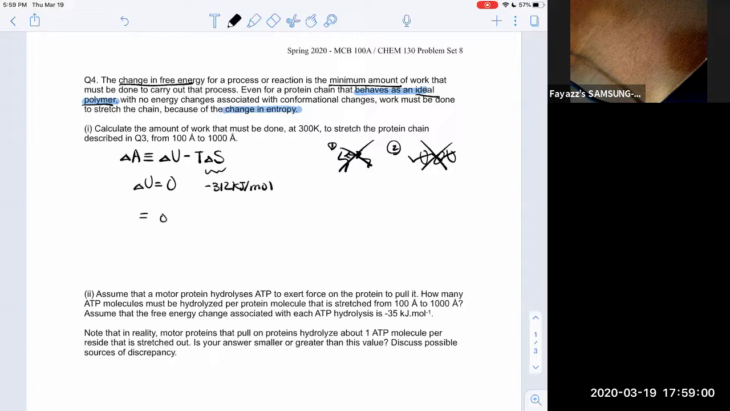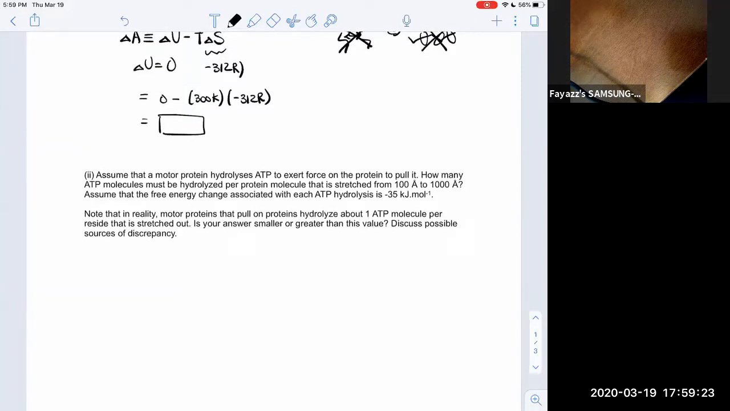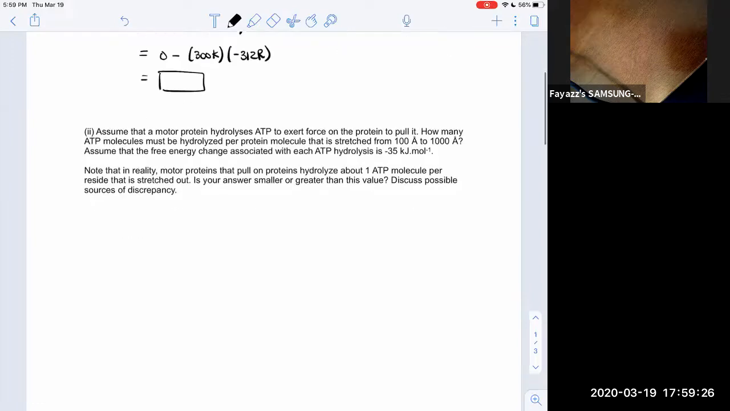So minus 300 Kelvin, and you should get some numbers here. Then the second part asks, how many ATP molecules do you need in the end? We know the total energy we need to do the process is the amount given above. We divide it by how much energy each ATP provides, which is 35 kilojoules per mole, and you should be able to find how many molecules you need for this process.